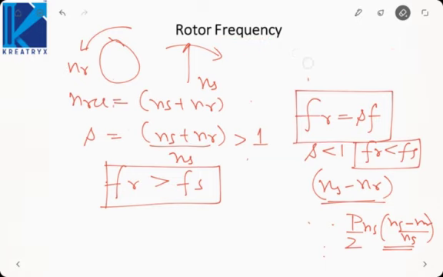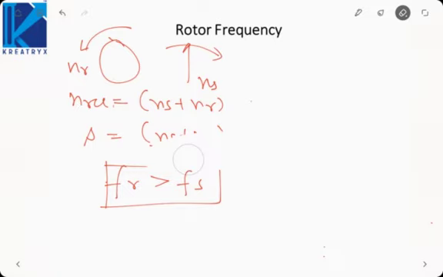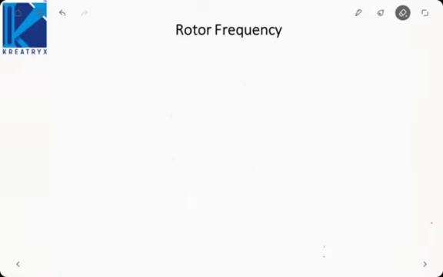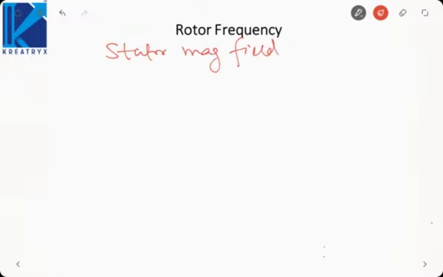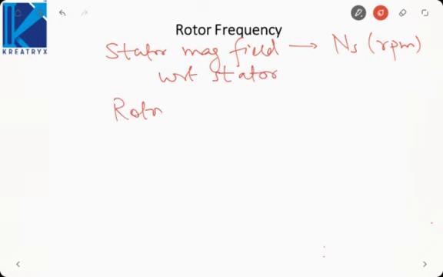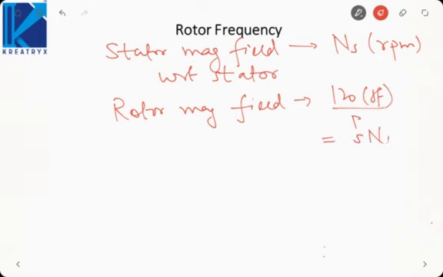Now, as I told you, this speed is 120 s f by P. The stator magnetic field rotates at ns rpm with respect to the stator. Rotor magnetic field: rotor frequency is s into f. It rotates at 120 s f by P. Rotor frequency is sf, that is s ns, but with respect to the rotor. Remember, the synchronous speed or 120 f by P speed is defined with respect to the apparatus on which the winding is present. And the rotor speed, how to calculate rotor speed?